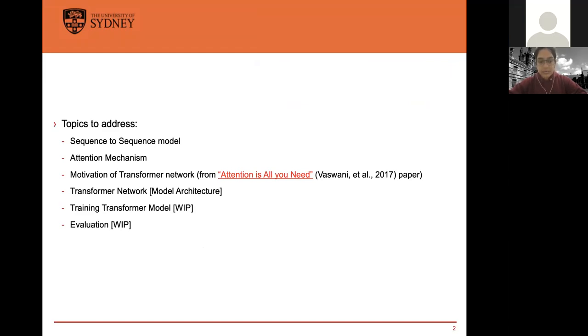A couple of things that I have not included in this deck yet are the code for training the transformer model, and how we evaluate that. Those two parts I'm yet to add in this deck, but I'll discuss the entire process in detail.